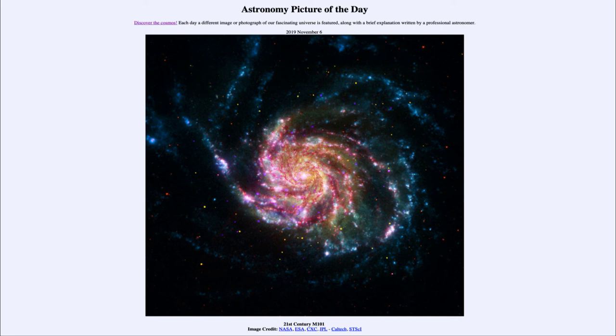So as you get to look through this image, you see all those different color coatings put together from four different telescopes to get a really interesting view of the galaxy known as M101. So that was our picture of the day for November the 6th of 2019. It was titled 21st Century M101.